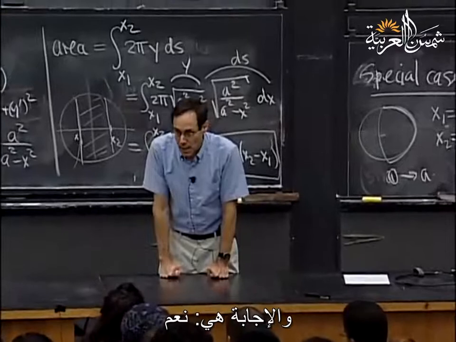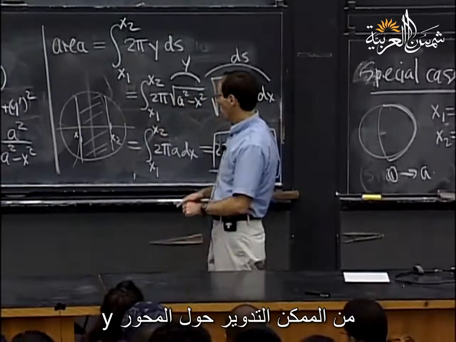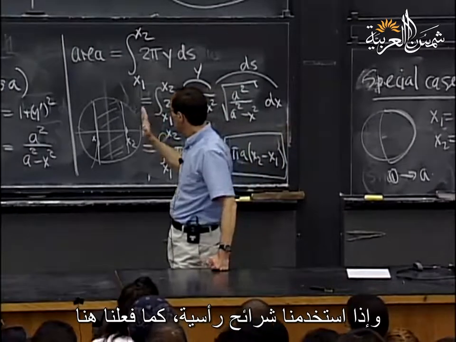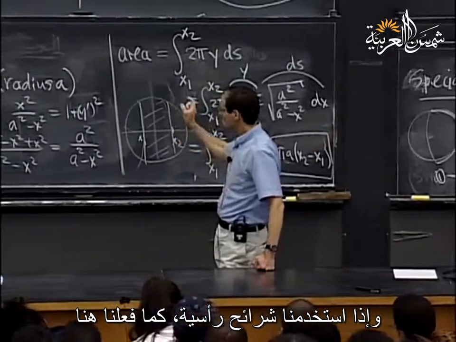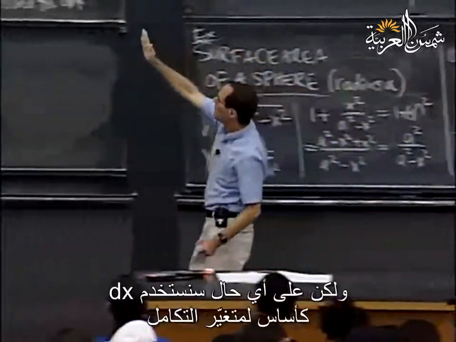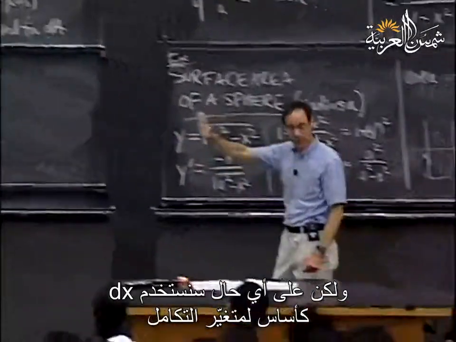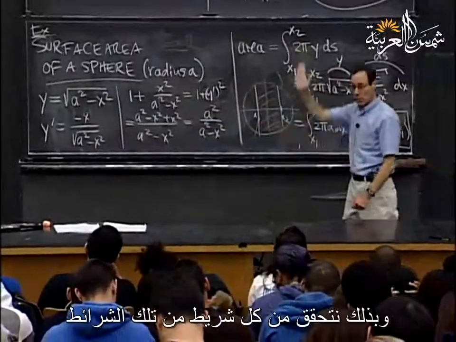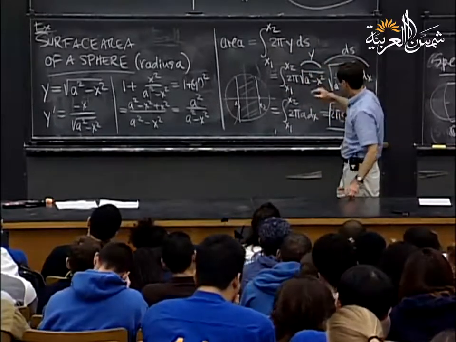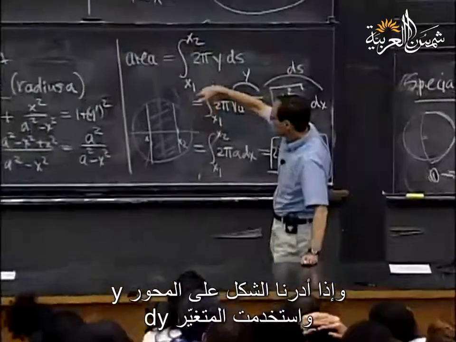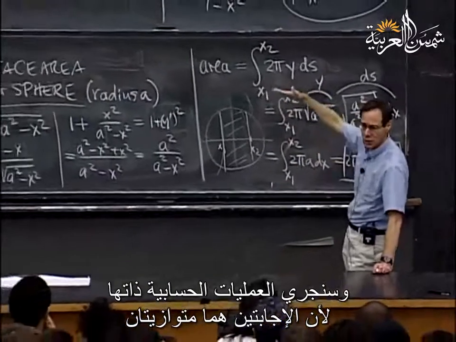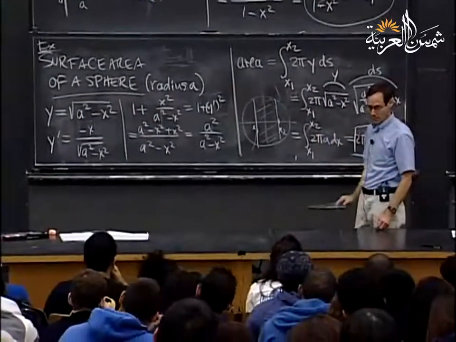And the answer is yes. It's legal to rotate around the y-axis. And if you use vertical slices, as we did here, that is, well, they're sort of tips of slices. It's a different idea. But anyway, it's using dx as the variable of integration. So we're checking each little piece, each little strip of that type. If we use dx here, we get this. If you did the same thing rotated the other way and you use dy as the variable, you get exactly the same answer. And it would be the same calculation because they're parallel. Okay?